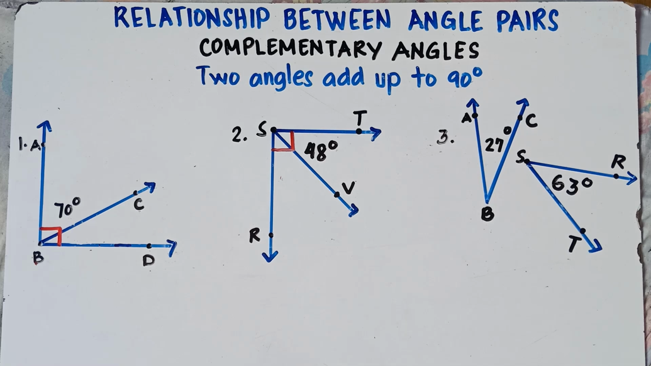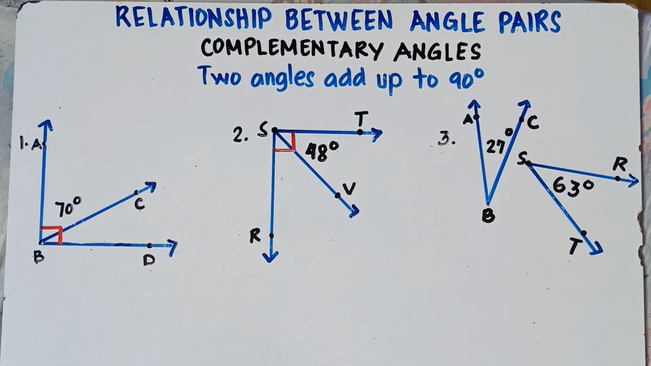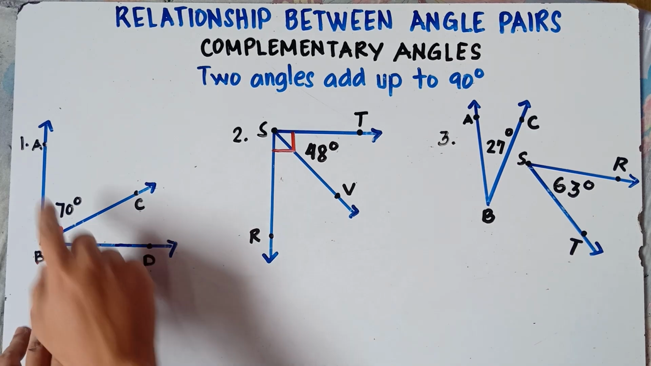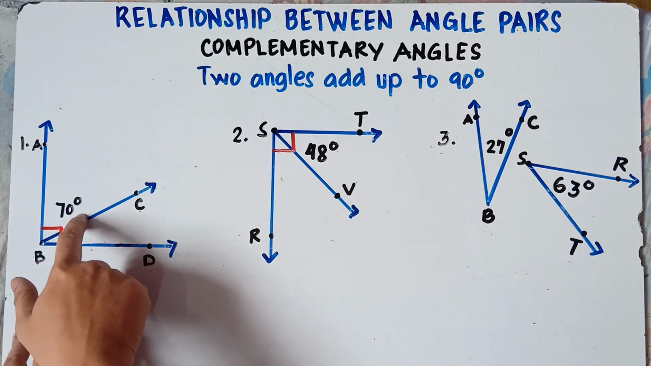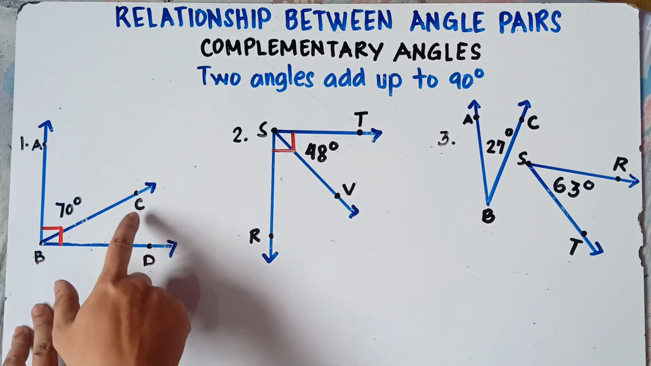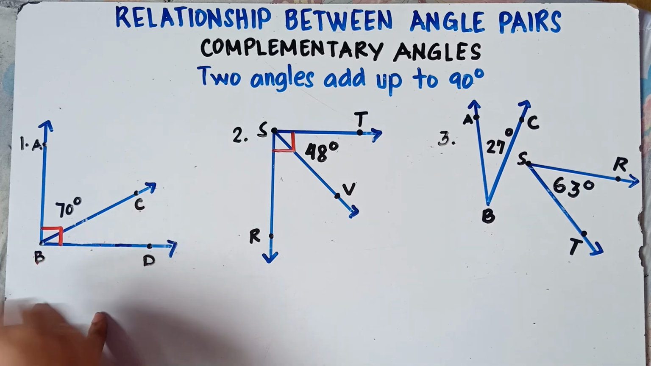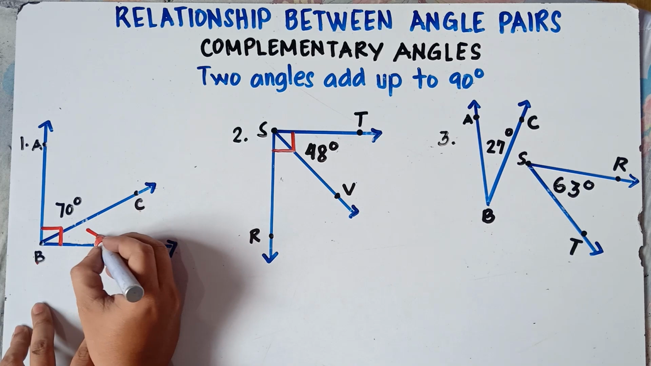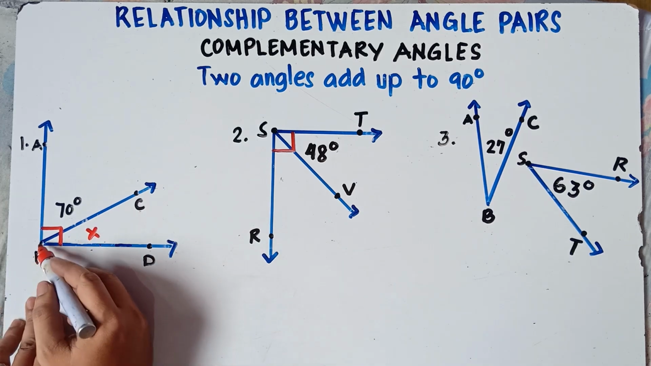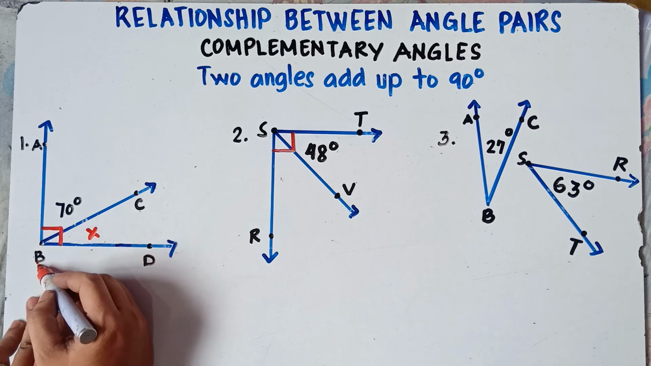Complementary angles are two angles that add up to 90 degrees. So if the two angles add up to 90 degrees, therefore we can say that the two angles are complementary angles. So let's have example number 1. We are given angle ABC, 70 degrees, and we're told to find this angle right here, CBD. Now we know that angle B is a 90 degrees angle.